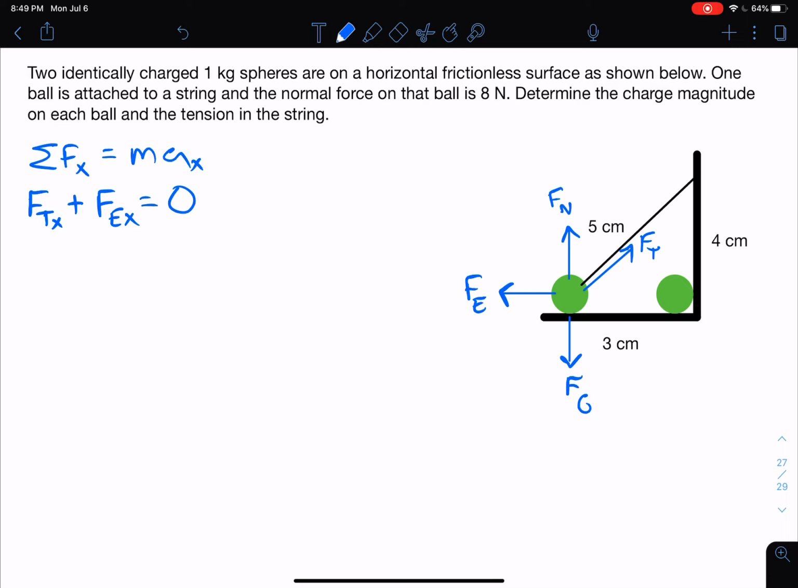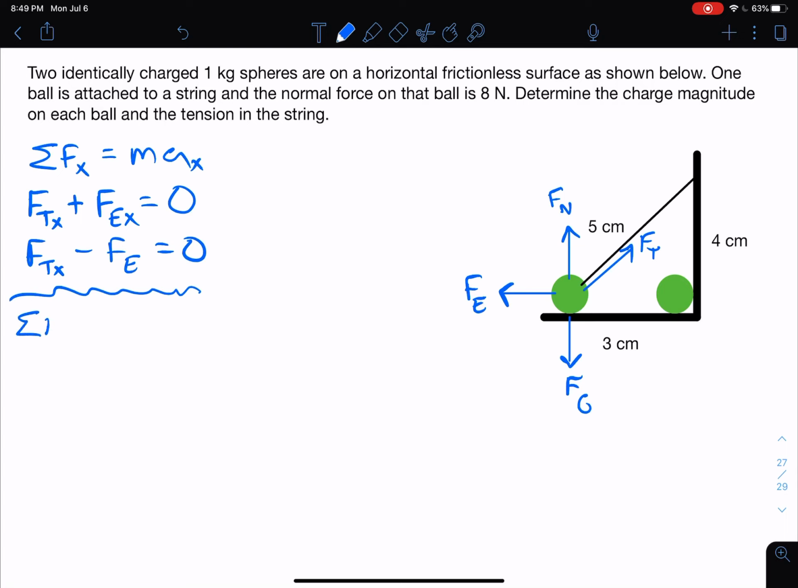Okay, now in this case, I know that I'm going to call to the right positive. So I know that since the electrostatic force is an axis vector, I can write this as minus F sub E. And since I know I'm looking for the charge magnitude on each one, I can put in the formula for the electrostatic force, but I'm going to leave it right there. That's good enough for right now. We'll come back to it.